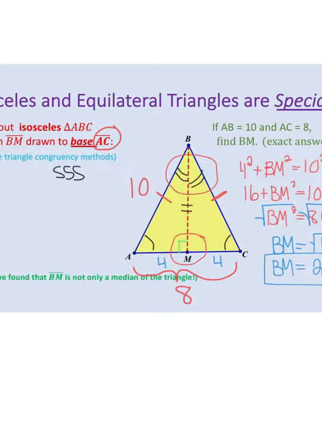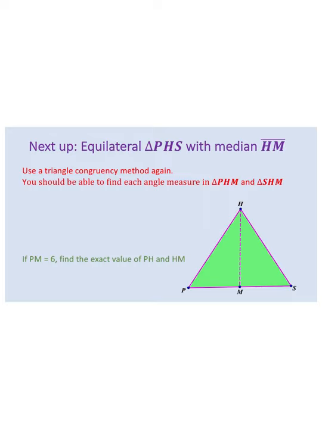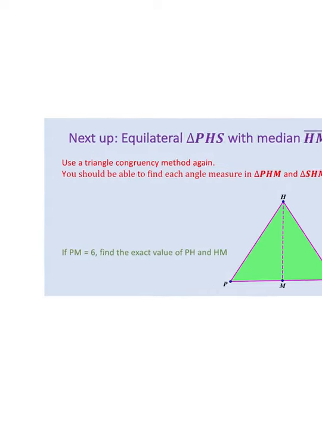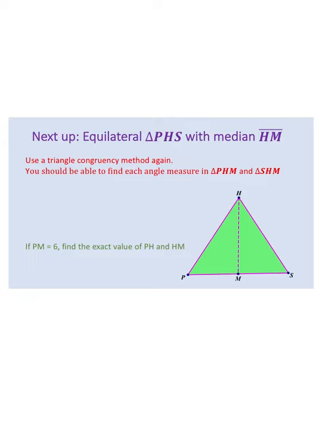That is an altitude. So in an isosceles triangle, if you draw one of the segments from the vertex, it has to be from the vertex, then that segment ends up being all 4 of these special segments that we talked about today. Okay, so let's use the triangle congruency method again. You should be able to find each angle measure in triangle PHM and triangle SHM. So if PM is equal to 6, we are going to find the exact value of PH and HM.